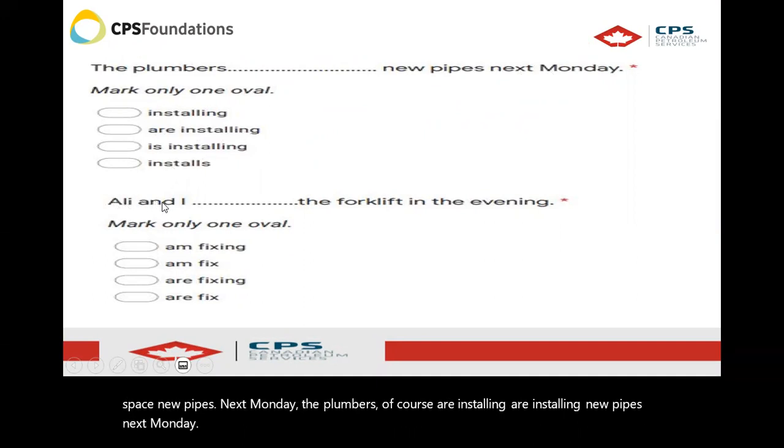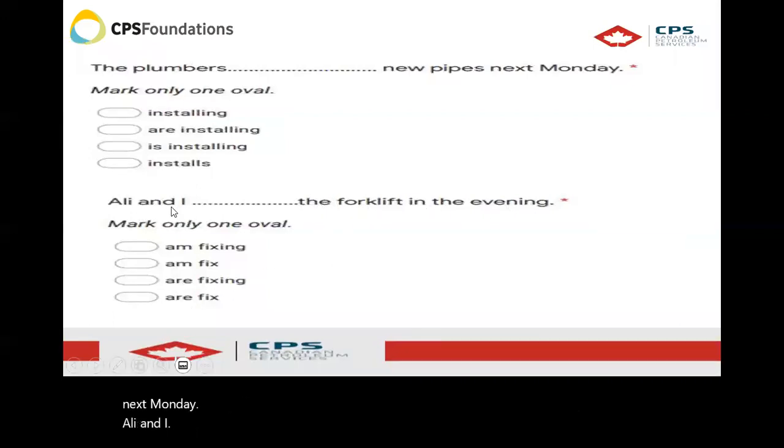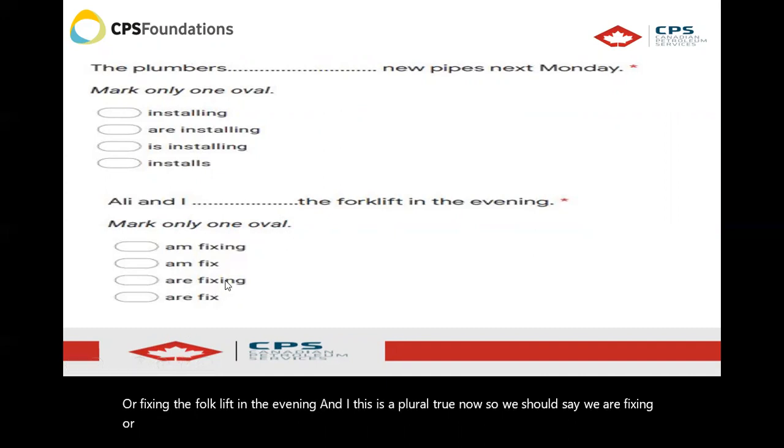Ali and I are fixing the forklift in the evening. Ali and I, this is a plural pronoun. So we should say we are fixing or Ali and I are fixing for present continuous.